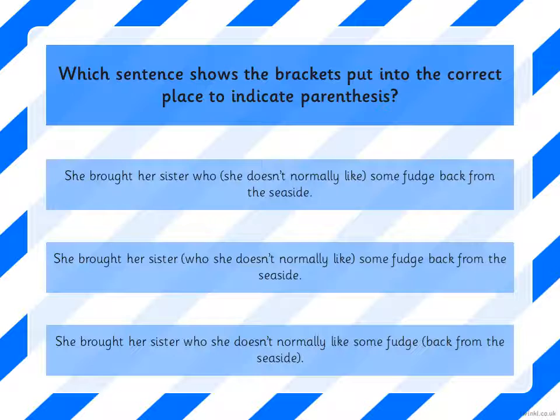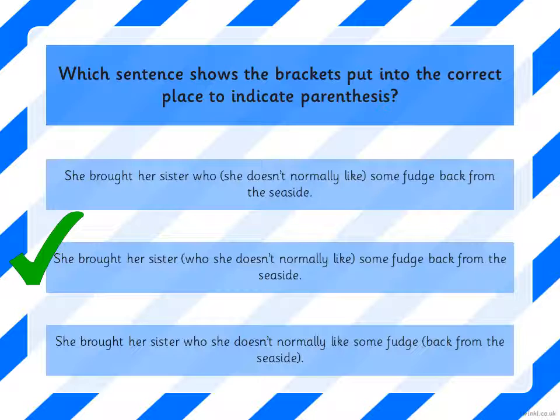And then this one again, have a read through, look at where the brackets are, see which one is correct. You should have ticked the middle one. She brought her sister, who she normally doesn't like, some fudge back from the seaside. Also a relative clause in there, because that's my extra information, because I could replace those brackets for commas, and I would have a relative clause. So again, if I took that bracket out of there, I would have, she brought her sister some fudge back from the seaside, which is a main clause, it makes sense on its own, and my extra information is telling me that she doesn't usually like her.